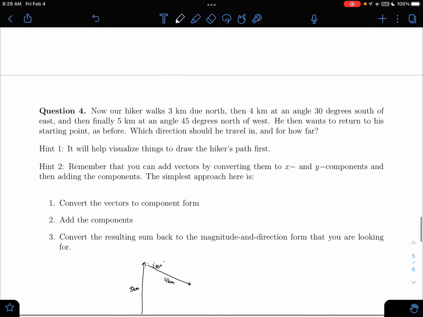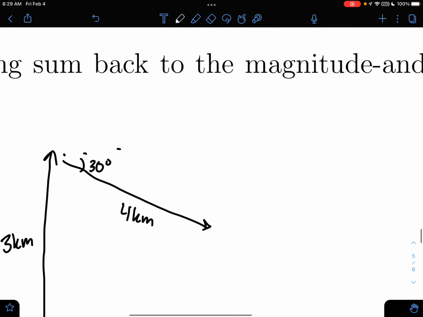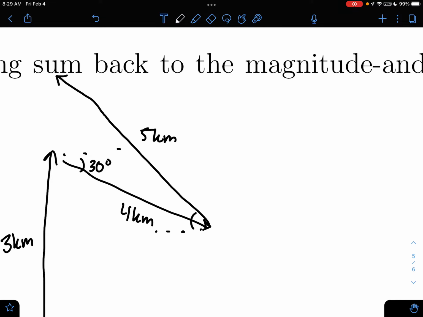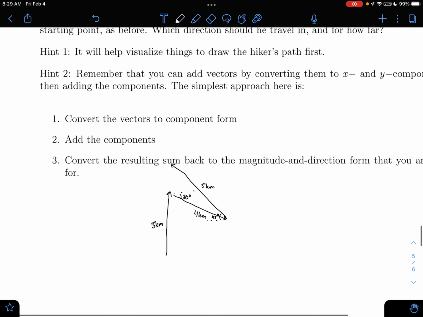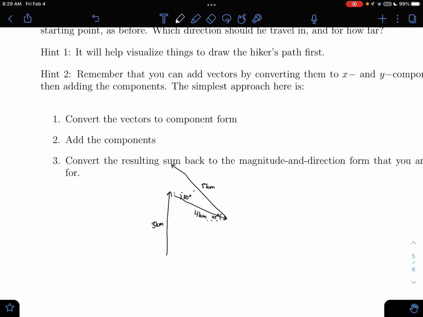And then 5 kilometers at an angle 45 degrees north of west. So now starting from our point over here, here's west, and we're going 45 degrees north of it for 5 kilometers. Ignore how bent and gross that line looks. It's fine. 45 degrees in there. Cool. It's a gross looking picture, but we're going to break each of these vectors into their components so we can add them all together, right?